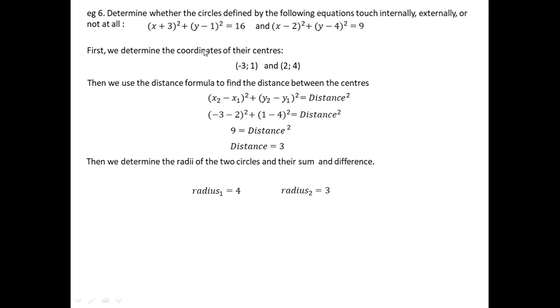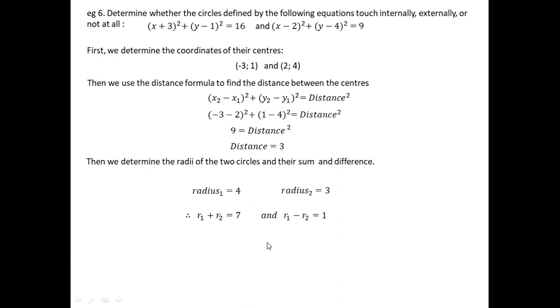The radius of this one, to work out the radius, I take that number and square root it. There it is. To work out the other radius, I take that number and square root it. So the radius of the one circle is 4 units. The radius of the other circle is 3 units. So the sum of their radii is 7, and the difference of their radii is 1.